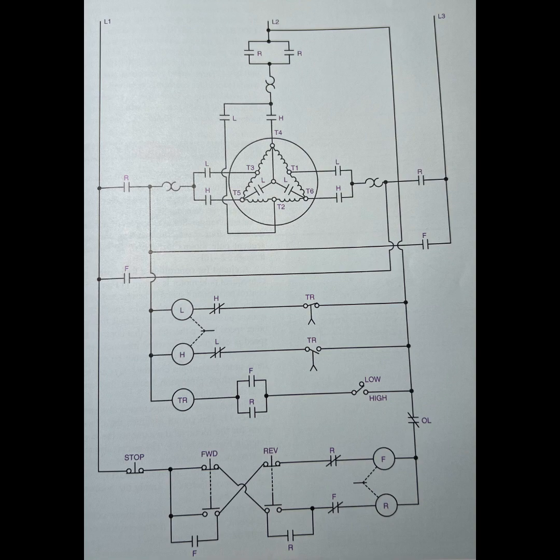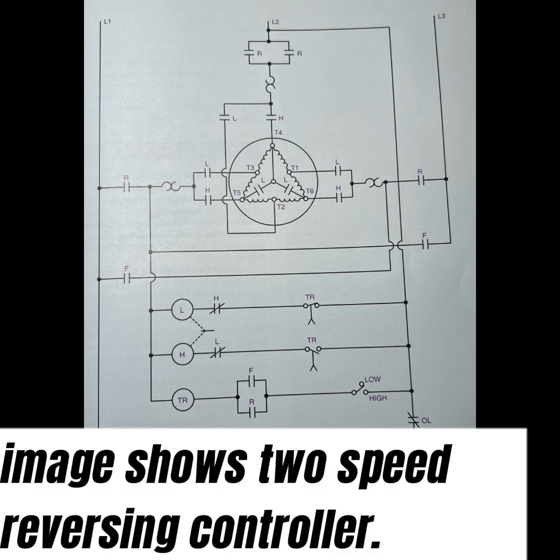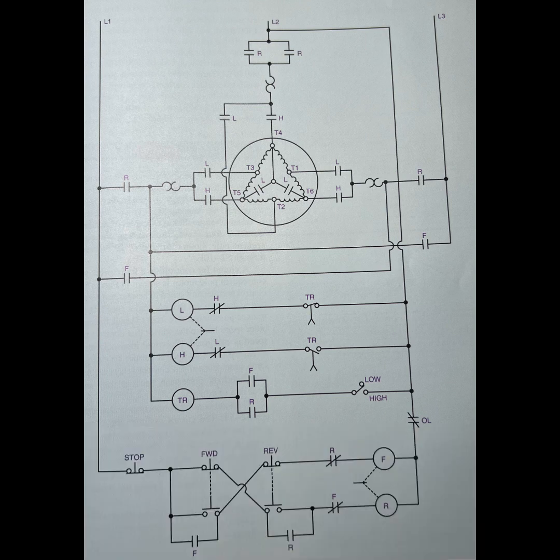2-speed starter with reversing controls. In the following image, an elementary diagram of a 2-speed reversing controller is shown. The desired speed, either high or low, is determined with a two-position selector switch. The direction of rotation is selected with either the forward or reverse push buttons. When the power contacts F or R are closed, current is applied for the high-low controls.